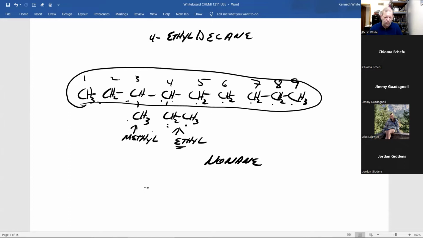Now, we also need to know what carbons they are. If I start numbering from here, if I go this way, the methyl group is on carbon 3 and the ethyl group is on 4. If I go the other way, the methyl group is on 7 and the ethyl group is on 6. And the IUPAC rules are you give assigned numbers such that you always use the lowest numbers, 3 and 4. So how do we do this? It would be 4-ethyl, 3-methyl, nonane. And that's how you do it.